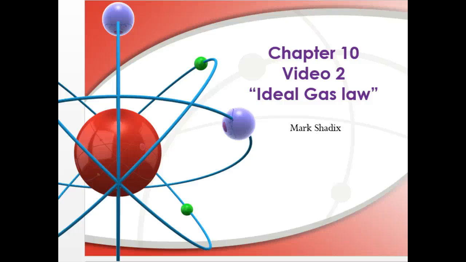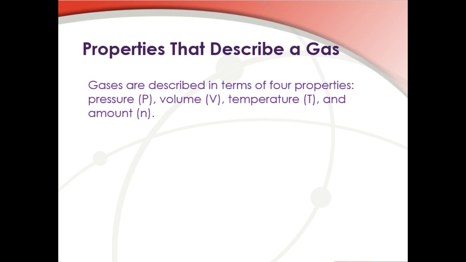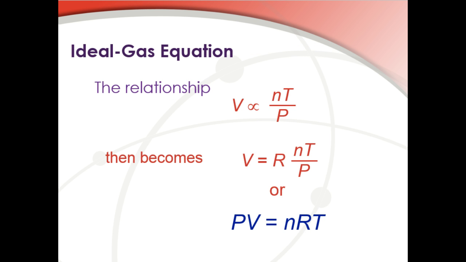Hey guys, this is the second video on Chapter 10, all about the ideal gas law and how we can get the other laws from the ideal gas law itself. Now, remember that for gases, there are four very important variables: pressure, volume, temperature, and amount. Now we have a single equation that relates all of these different variables, and that is the most important equation for Chapter 10, the ideal gas equation.